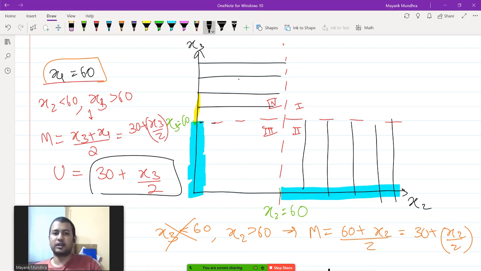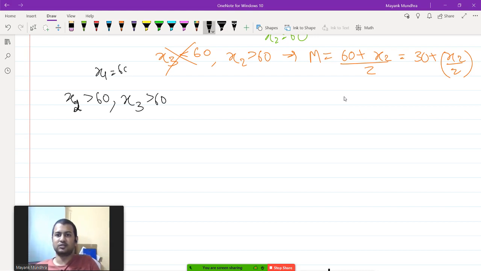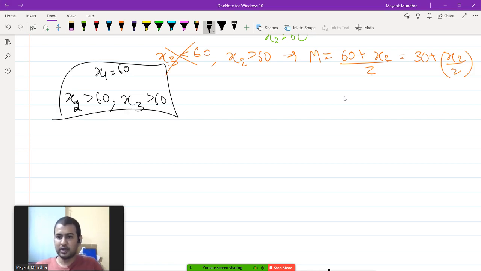Now let's take case 1 first. Case 1, region 1, is where both x2 and x3 are greater than 60. So x1 is equal to 60, x2 is greater than 60 and x3 is greater than 60. In this situation, which score will you drop off?